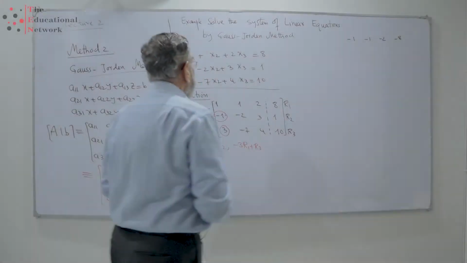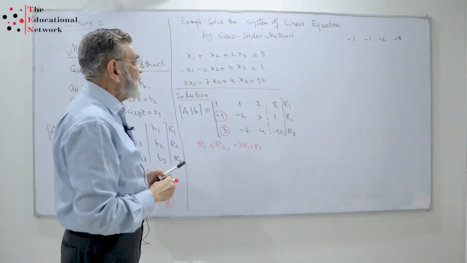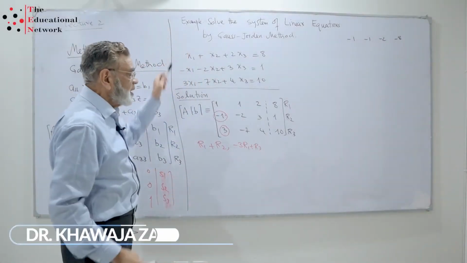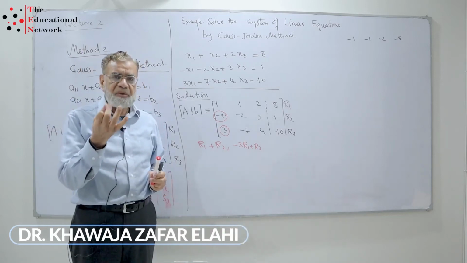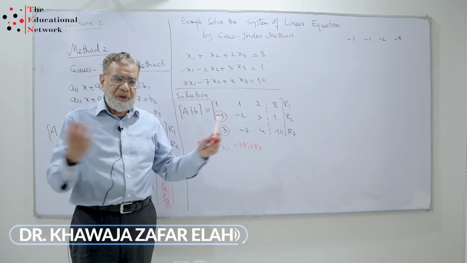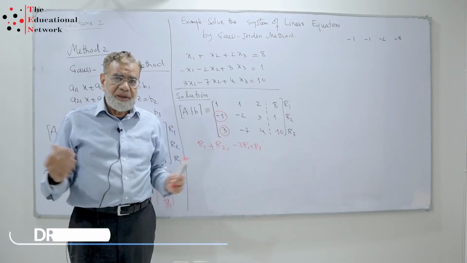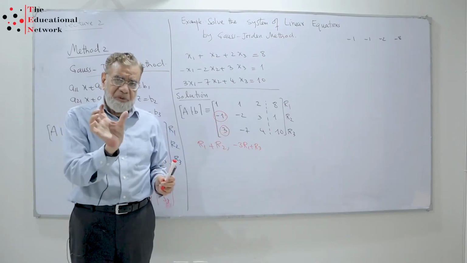So I'm just giving you an example to solve with the help of the Gauss-Jordan method. We have the system of equations. I just changed the variables. Instead of x, y, and z, I'm taking x1, x2, and x3, because in this way we are free. We can take 100 variables, but with x, y, z, we are bounded.